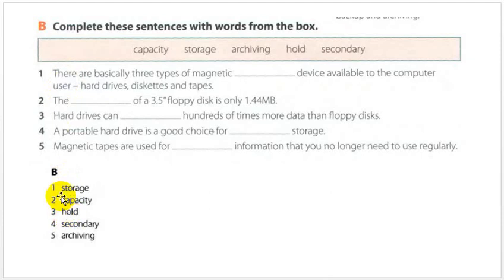Okay, the second one, the capacity of a 3.5 floppy disk is only 1.44 MB. And number 3, hard drives can hold hundreds of times more data than a floppy disk. A portable hard drive is a good choice for secondary storage. Magnetic tape is used for archiving information that you no longer need to use regularly. Okay, this is the answer key when you want to fill in these blanks. You can use this answer key as well.